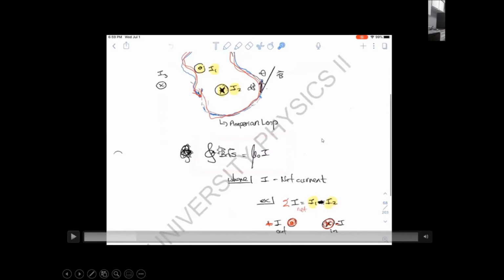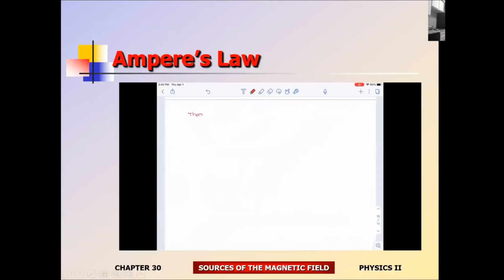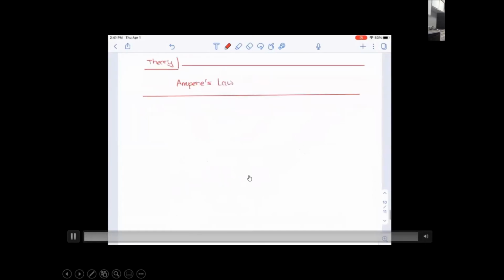So this formula allows you to figure out the strength of the magnetic field around the loop, which means that you will have to traverse the loop in the counterclockwise direction. So the strength of the magnetic field is going to depend on the net current within. If the current is coming out of the page, it's going to be positive. If it's going into the page, it's going to be negative. So that's Ampere's law. Ampere's law, straightforward.